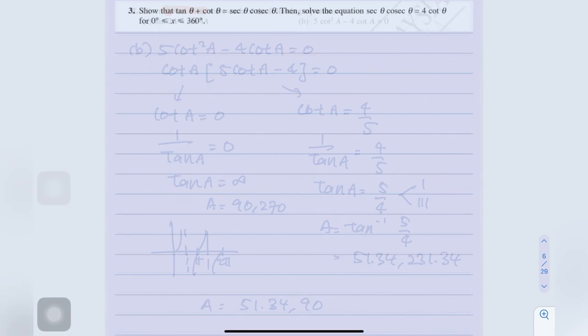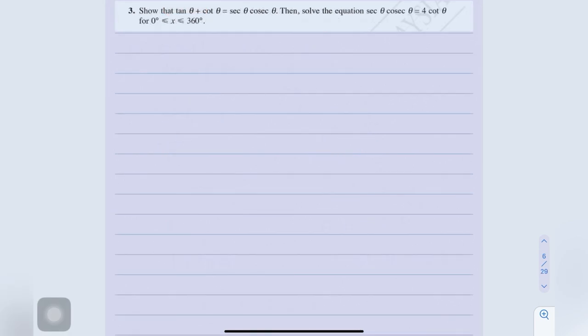So then A equals 51.34 and 90 degrees. Number 3: show that tangent theta plus cotangent theta equals secant theta cosecant theta. Then solve the equation secant theta cosecant theta equals 4 cotangent theta for theta between 0 and 360 degrees.